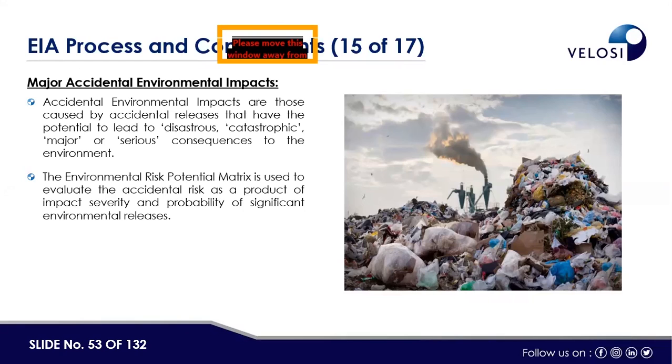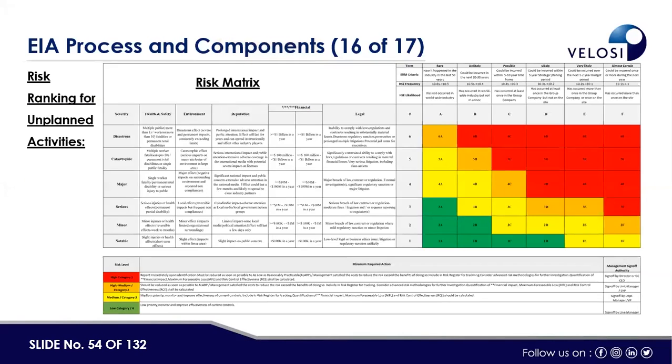We call it the environmental impact severity matrix. But to determine the significance of accidental environmental impacts, we use another matrix we call a risk matrix. It is also a 6 by 6 matrix. For unplanned or accidental environmental impacts, we use the risk matrix to determine their significance.